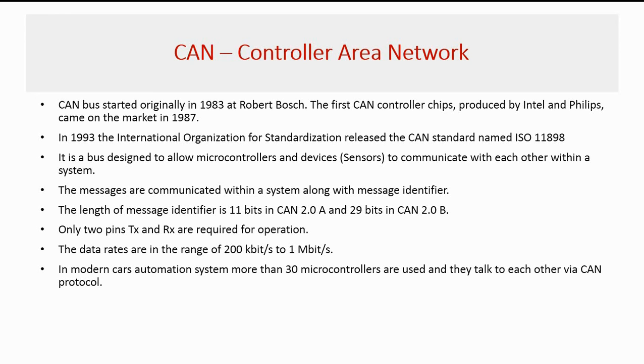Another thing about CAN is that it supports two message frame formats, and the difference between the two is the length of the identifier. The first is the standard frame, also known as CAN 2.0A, and it has a length of 11 bits for the identifier. And the second is the CAN extended frame, also known as CAN 2.0B, which has a length of 29 bits for the identifier.